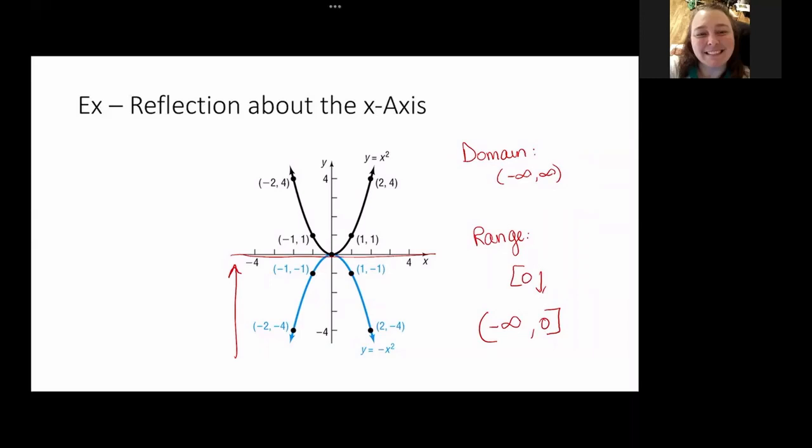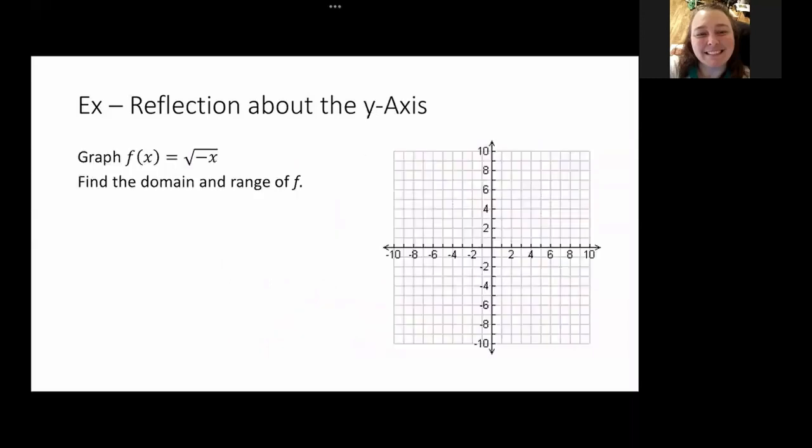Let's look at the reflection about the y. Here we've got square root of negative x, and let's use the square root of x to find out what that would be. So we're going to start out with the point 0, 0, and our square root looks like half of a U. So now for each point, what we're going to do is take the negative of the x. So 0, 0 stays the same. And what we end up doing is going that way, about the y.